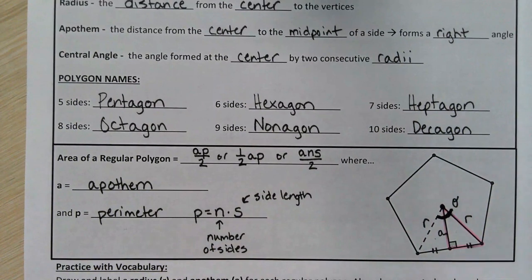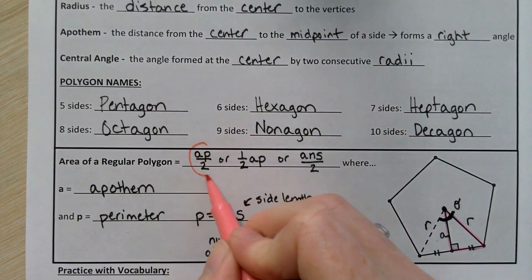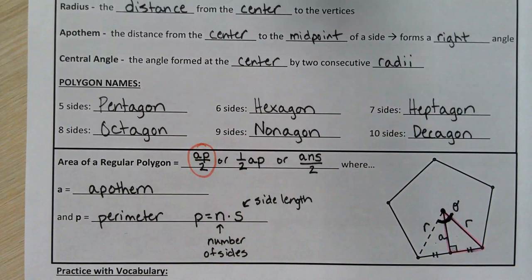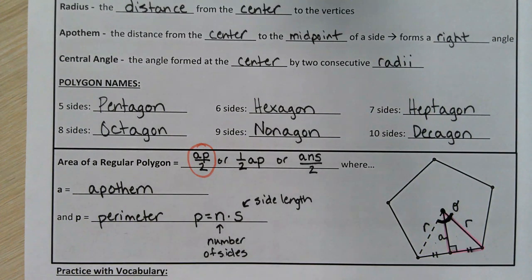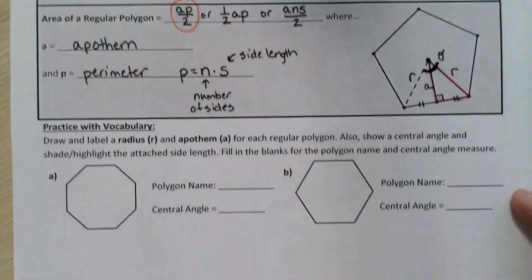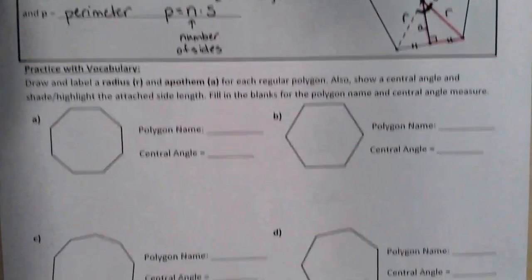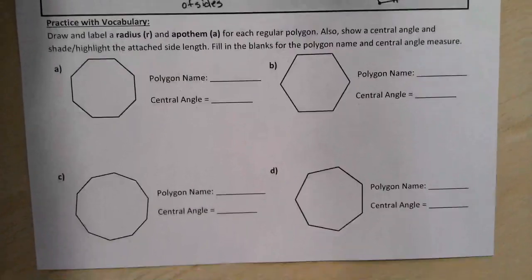This formula right here that I'm going to circle is the one that's on your assessment resource card that you get to use during your assessments, but all of these others are equivalent to that. If you prefer one of those, that's fine. You just need to remember it for yourself when it comes to taking your assessment. Okay, let's go ahead and practice some of that vocabulary, and then when we get to the next page, we'll practice actually using that area formula.